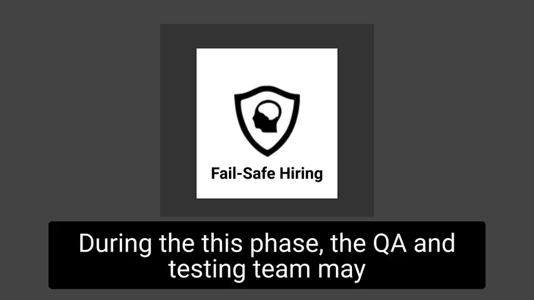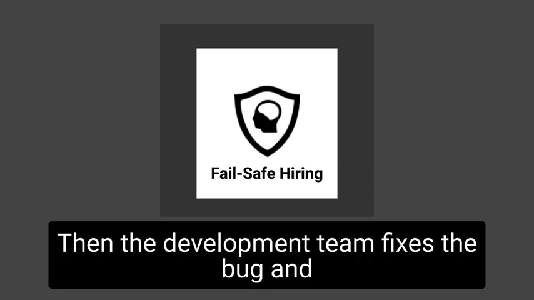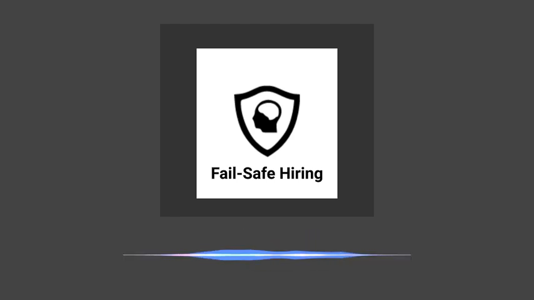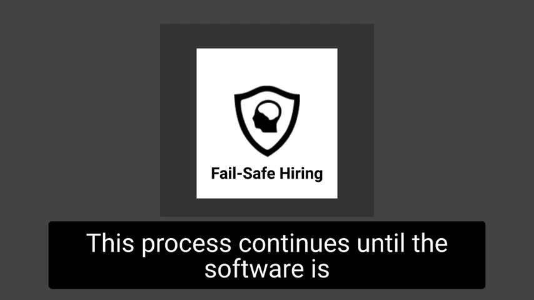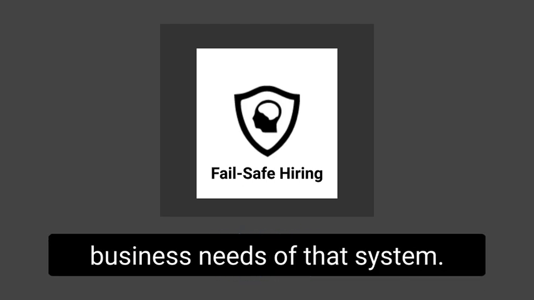During this phase, the QA and testing team may find bugs or defects that they communicate to developers. Then, the development team fixes the bug and sends it back to QA for a retest. This process continues until the software is bug-free, stable, and working according to the business needs of that system.